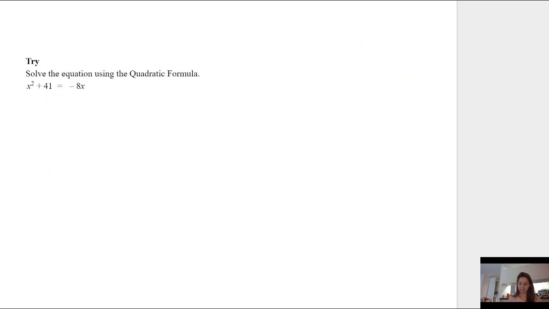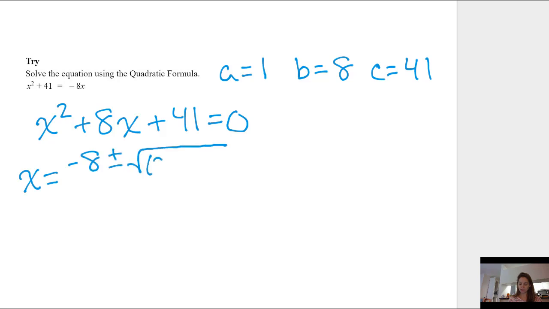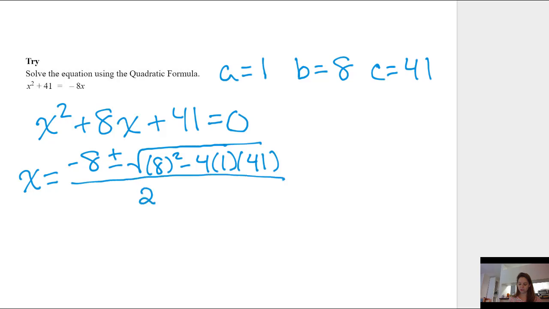Okay, start by getting it in standard form. X squared plus 8x plus 41 equals 0. A equals 1, B equals 8, C equals 41. Quadratic formula. X equals negative b plus or minus the square root of b squared minus 4ac, all over 2a. And now simplify.